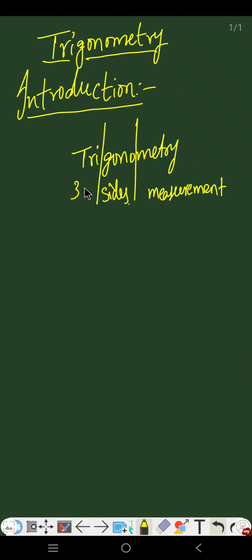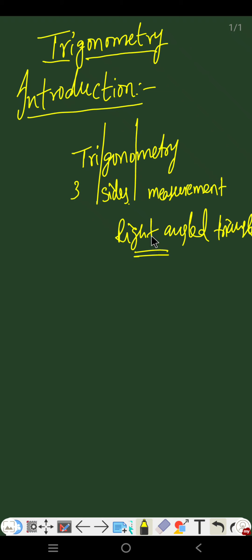Or in other words, trigonometry is the study of the ratio of the sides of the right angled triangle. So trigonometry deals with the ratio of the sides of the right angle triangle. We know already what a ratio is: comparison of two quantities of the same units is called a ratio.